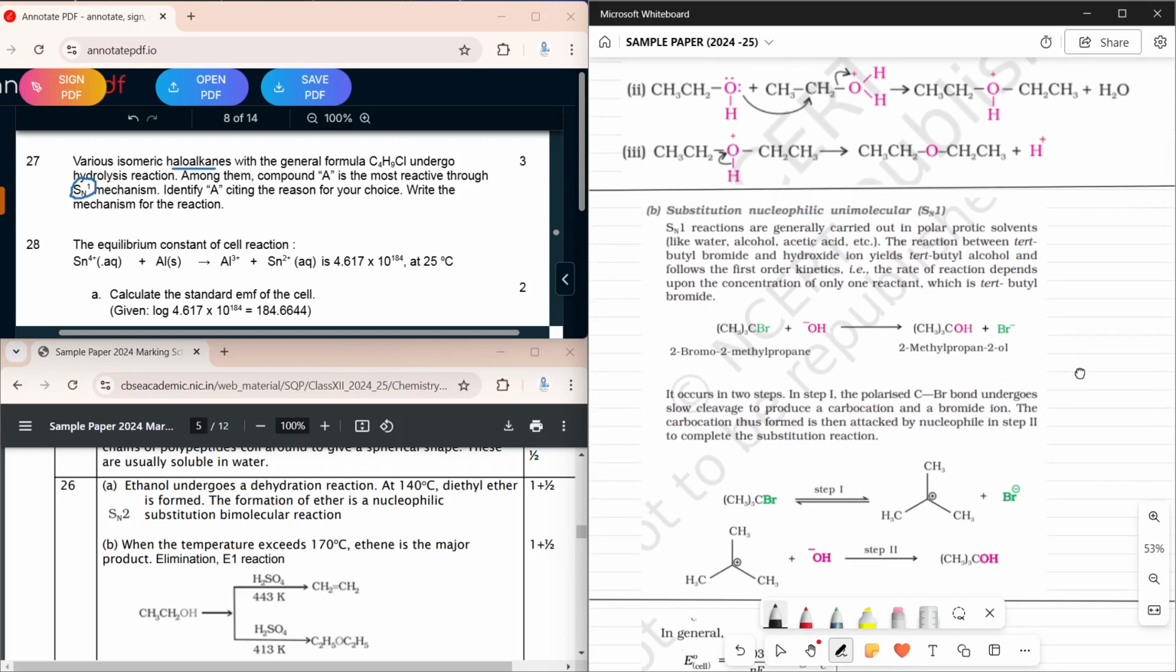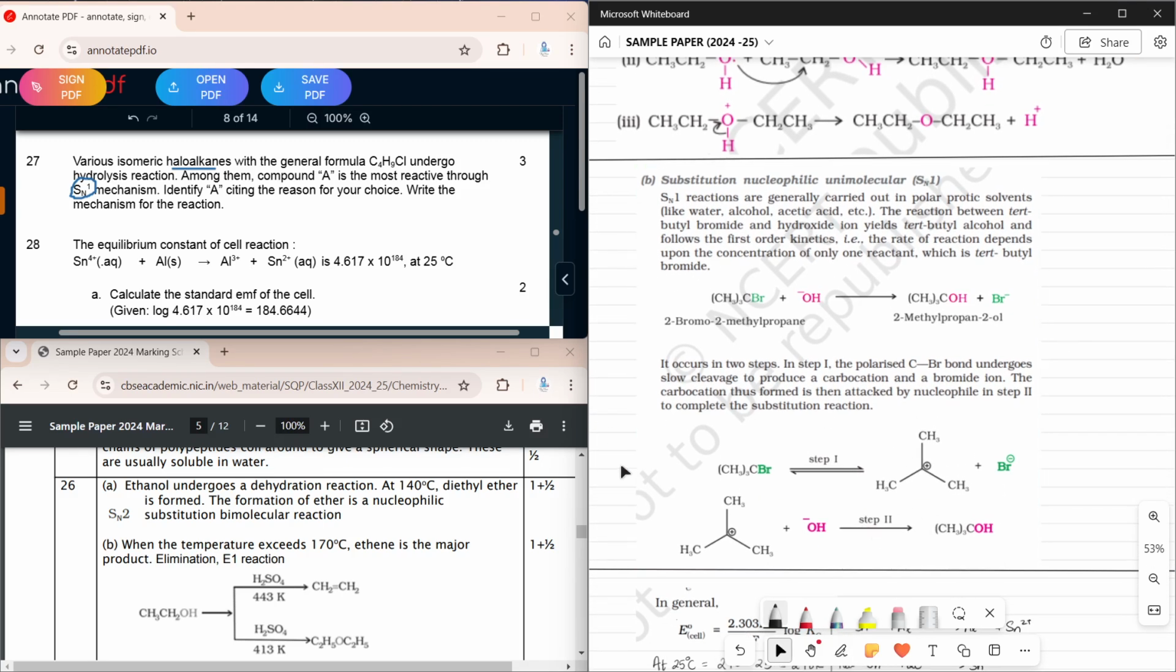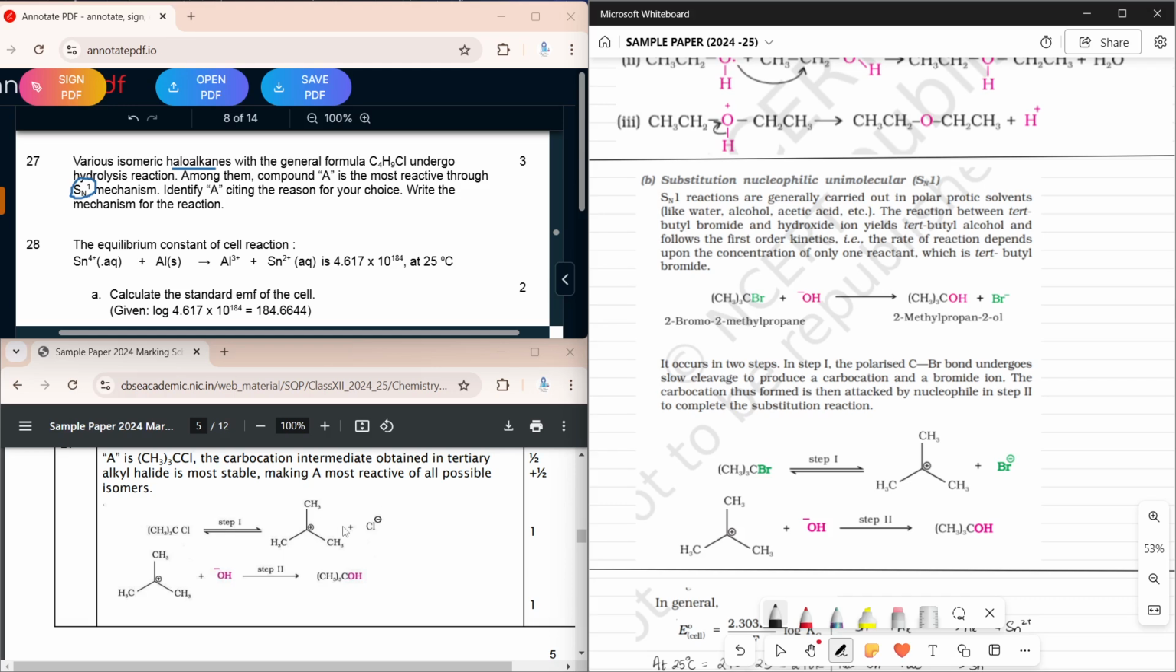SN1 reactions are predominantly, we know that tertiary alkyl halides prefer to undergo SN1 reactions, and I'm sure you know why and what's the preference, all of that. But if you do not, definitely check out the video I have related to nucleophilic substitution reaction. I talk about it for an hour, so I hope that helps. And this is from haloalkanes and haloarenes. So basically you just have to mention the mechanism.